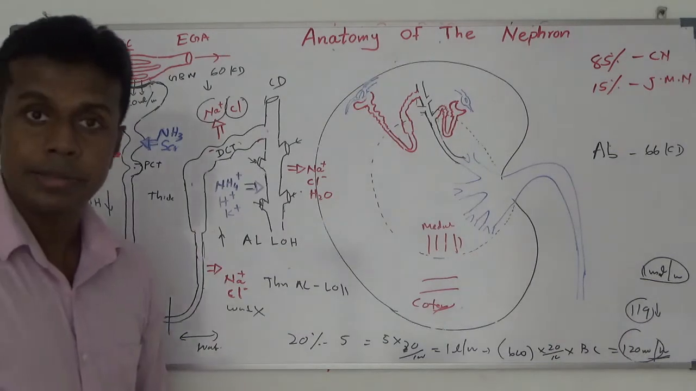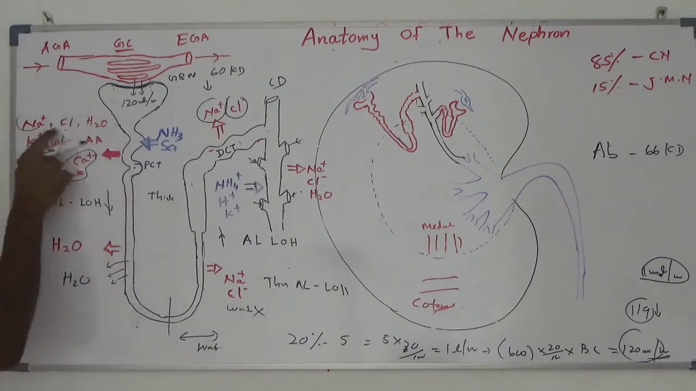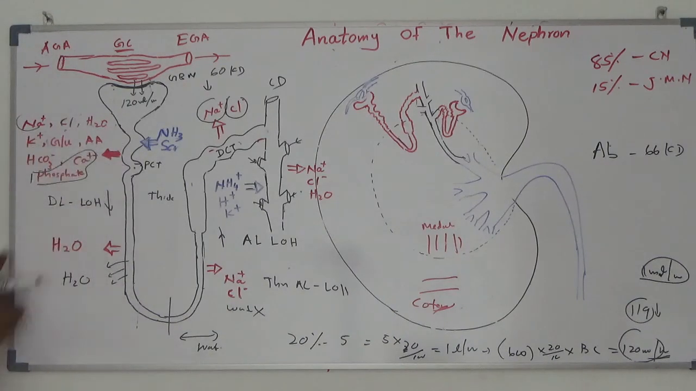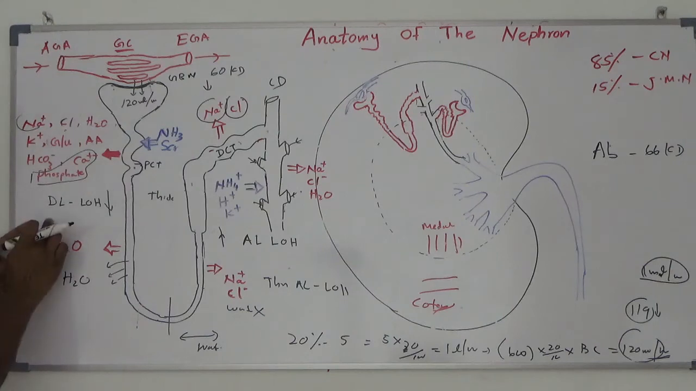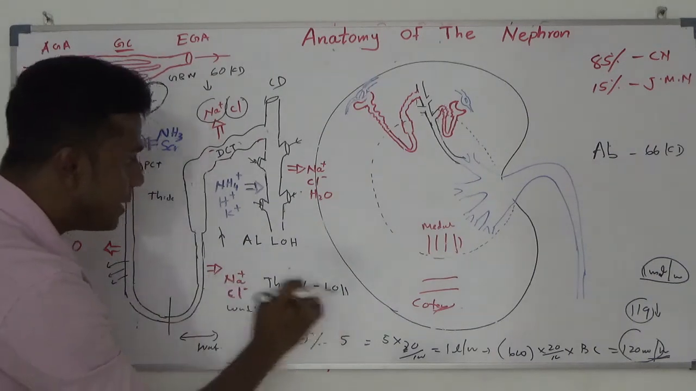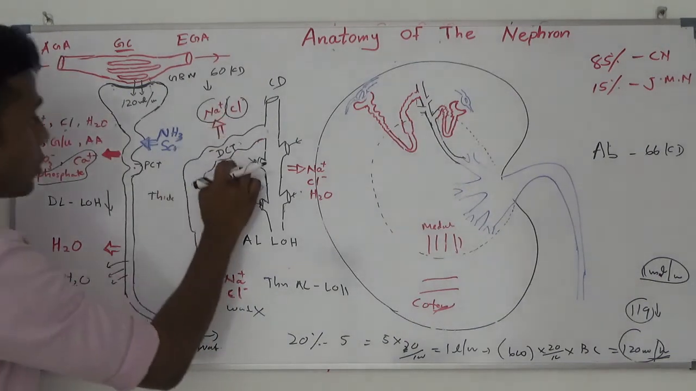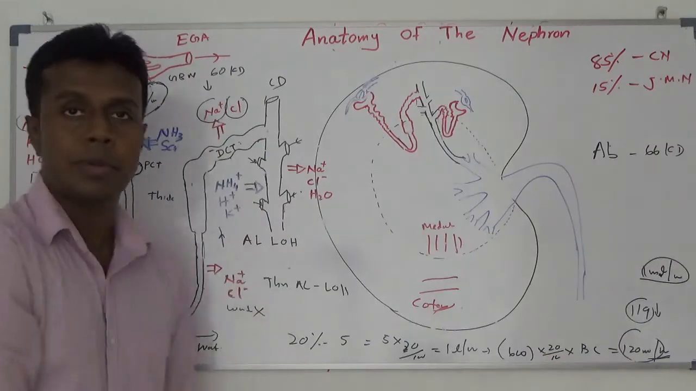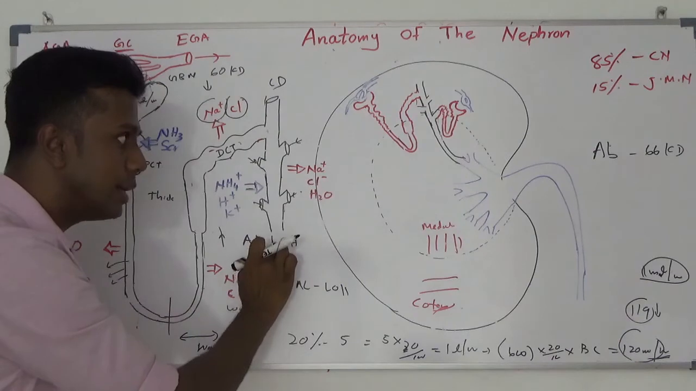I will repeat rapidly. Here your proximal convoluted tubule is going to reabsorb sodium, chloride, water, potassium, glucose, amino acid, bicarbonate, calcium and phosphate, and going to secrete ammonia and serum creatinine. Here your descending limb of the loop of Henle is going to reabsorb water, nothing else. Your ascending limb of the loop of Henle is going to reabsorb sodium and chloride, nothing else. Your distal convoluted tubule is going to reabsorb sodium and chloride. Your collecting duct is going to reabsorb sodium, chloride and water.